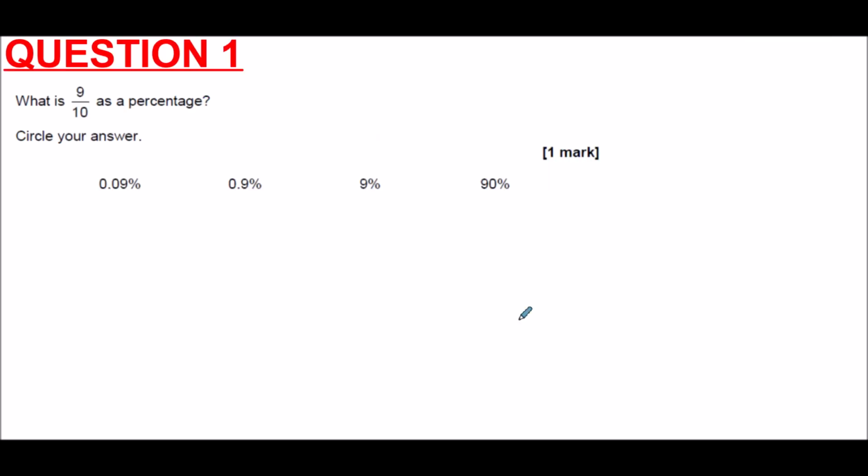Question 1, we need to work out what 9/10 is as a percentage. First of all, it's always a good idea to remember what percentage means, and you should know by now that percentage means out of 100. By its definition, percentage means out of 100. So you can think of it as a fraction. Percentage is just a special kind of fraction with the bottom number 100.